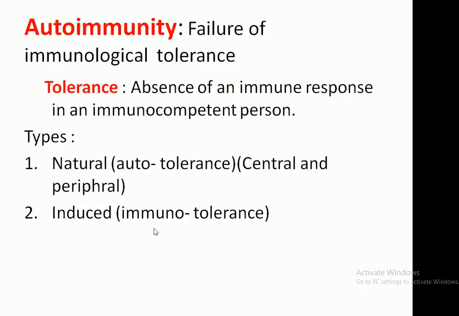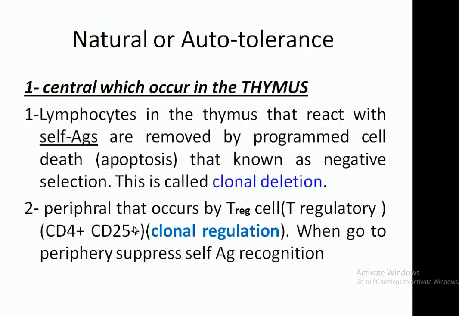Autoimmunity can be defined as failure of immunological tolerance. So the definition of autoimmunity is failure of immunological tolerance. What is tolerance? Tolerance is the absence of an immune response in an immunocompetent person. And this is of two types: natural, which is autotolerance, central and peripheral, and induced, which is also called immune tolerance.